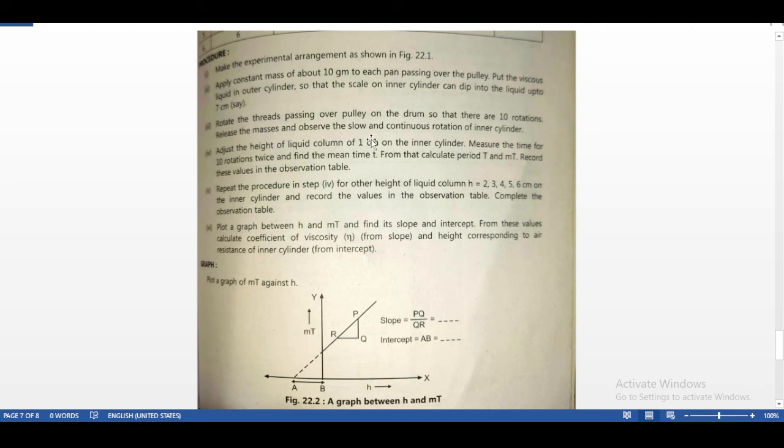Release the masses and observe the slow and continuous rotation of the inner cylinder. Adjust the height of the liquid column to 1 cm on the inner cylinder. Measure the time for 10 or 5 rotations twice and find the mean time t. Then calculate the time period, then calculate mt. Record such values, 5 values, in the observation table. Repeat the procedure for different heights, h equal to 2, 3, 4, 5, 6 cm and so on, and record the values in the observation table.